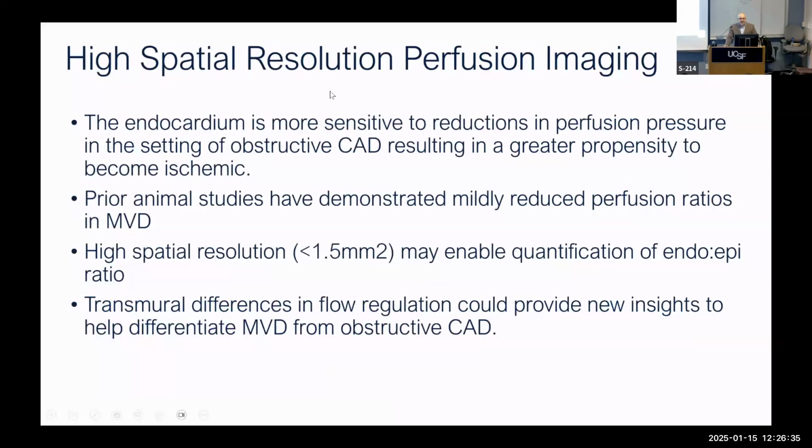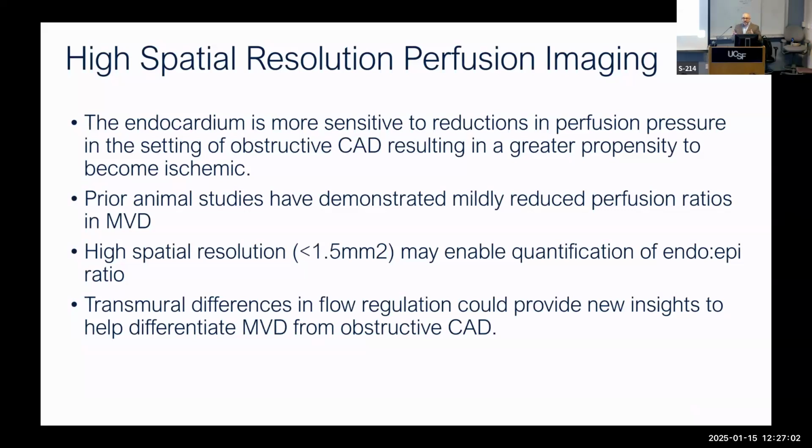Okay, another thing we're interested in, in addition to trying to get this whole heart coverage, is really to get higher resolution, so as to be able to really look at transmural differences in perfusion. And why are we interested in that? We know the endocardium is more sensitive to reductions in perfusion reserve as compared to the epicardium. We also know that you can actually see this gradient across perfusion if you have higher spatial resolution.